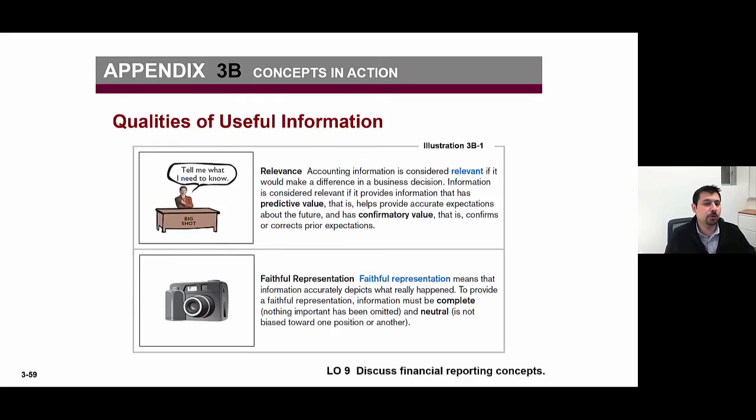Here we will review a few concepts that we have already discussed. We discussed some of them previously. The first one is that the information that companies are expected to report must be useful for the stakeholders. In other words, first of all, it must be relevant. The information has to be accurate. It has to provide some accurate predictions for the future, and it must also have a confirmatory value.